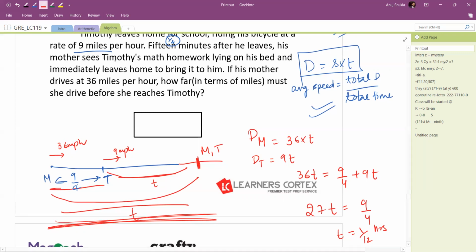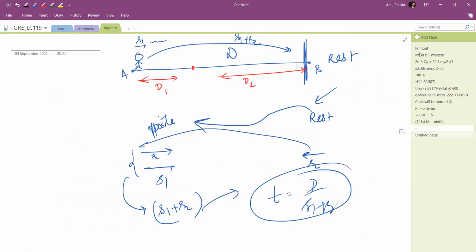Why I'm saying t time is same is that when the mom starts, this is also moving and this is also moving. T is after 15 minutes. Yeah, after 15 minutes. Oh, okay. I got confused, sir. This t is after 15 minutes only, not from the starting. From the starting only 36. Her mom is taking t hours. Okay. Understood.